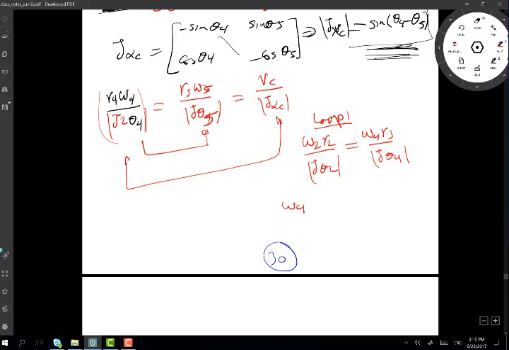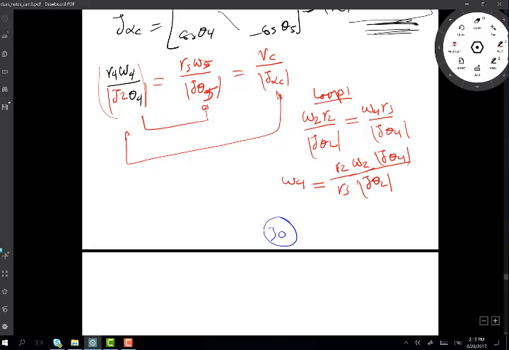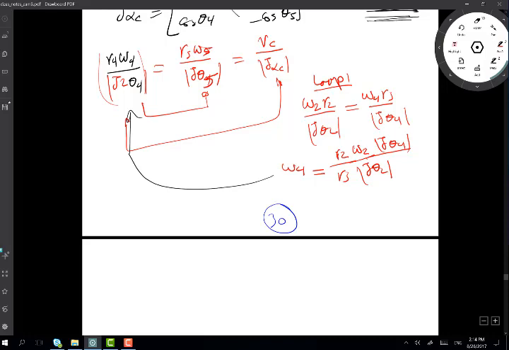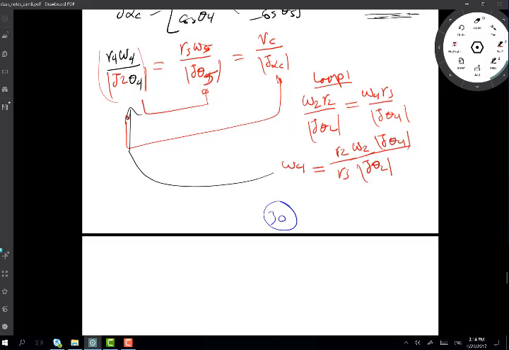So we can say omega 4 is equal to R2 over R3 times omega 2, with the J2 determinant underneath and the determinant of J theta 4 at the top. And this will give me this expression for omega 4. I can now use it over here to find expressions for omega 5 and VC in terms of omega 2 if I want to. That's quite possible to achieve.